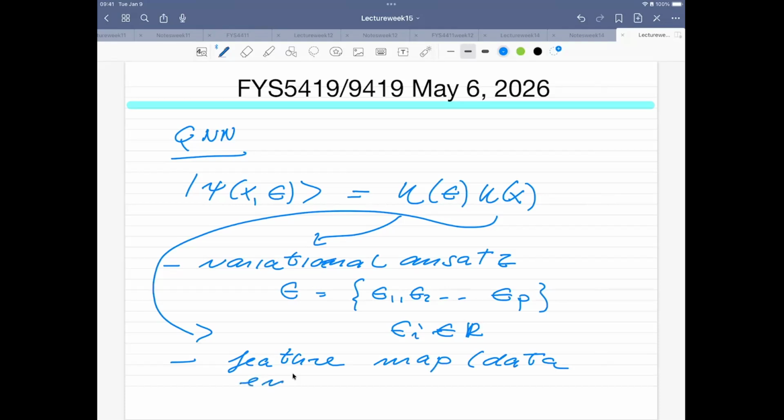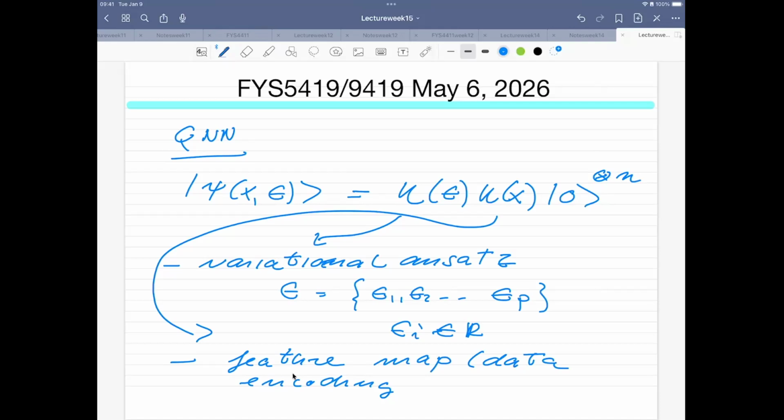So this is data encoding. And then this acts on an initial state. The typical case is that you have an initial state, which is prepared in the qubit 0 state. So this is the final state.